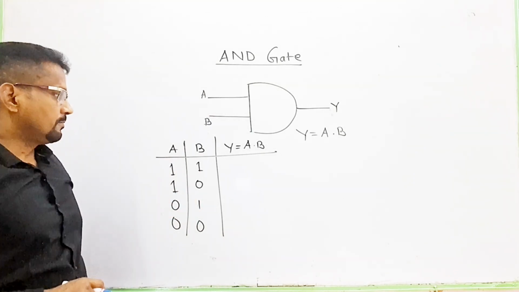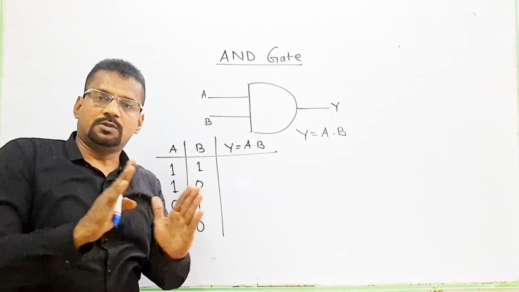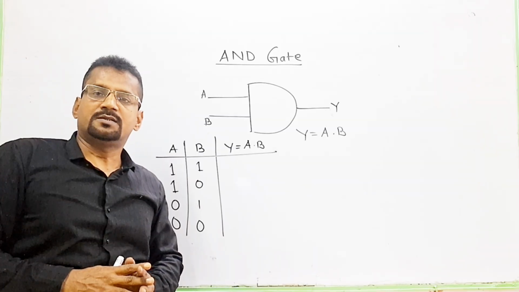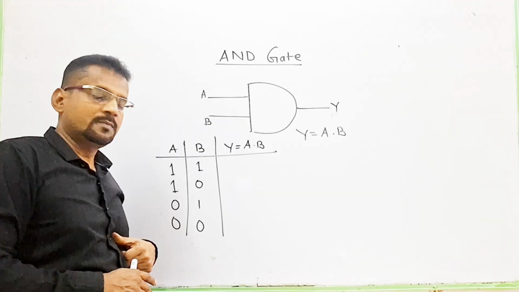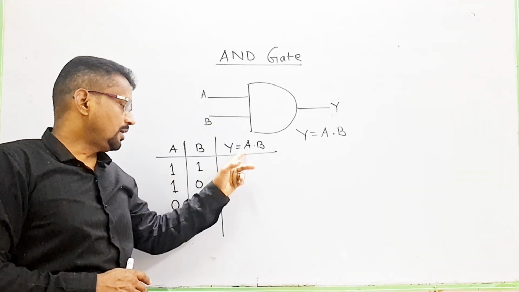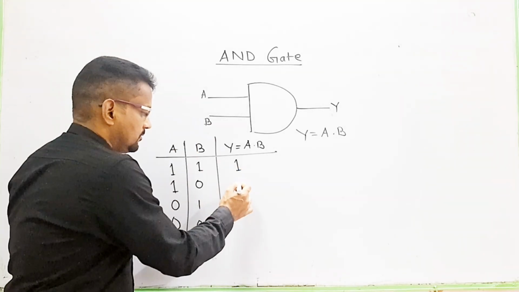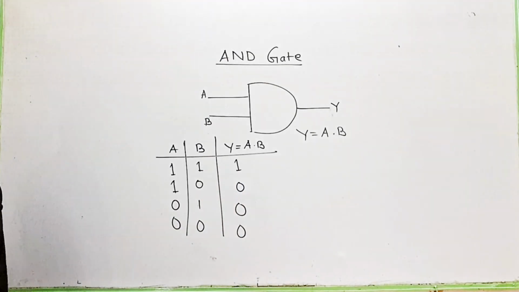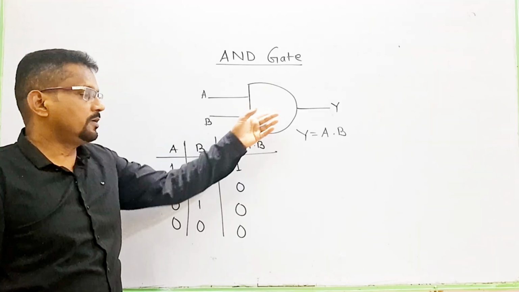Now, as I told you, a compound statement is true if both the component statements are true. In all other cases, compound statements are false. So if both are high, then A AND B is also high, and in all other cases it will be low, so we write 0, 0, 0. This is the truth table for your AND gate.